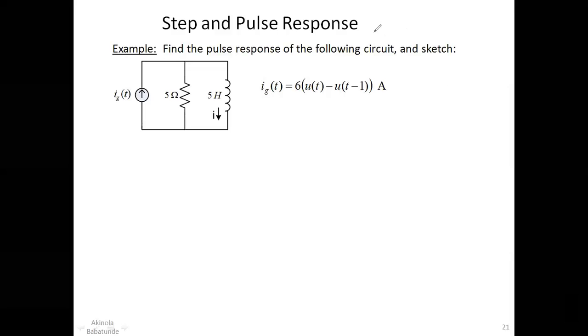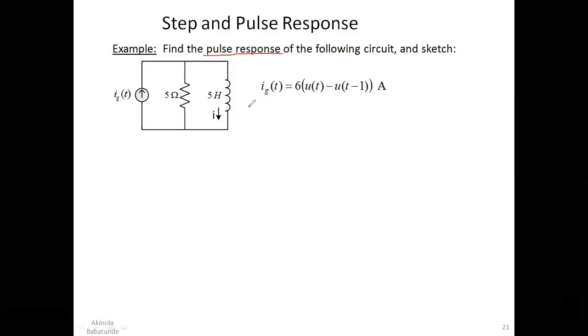We have an example for step and pulse response. It says find the pulse response of the following circuit and then sketch it. So you can see we have a circuit here. How many sources do we have? We've got just one source, one independent source, which is the current source.